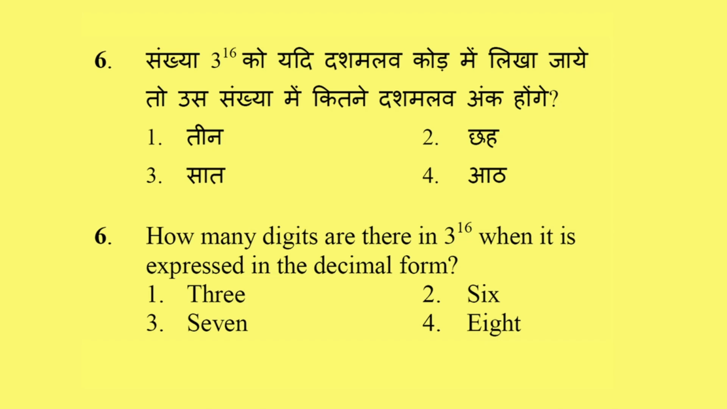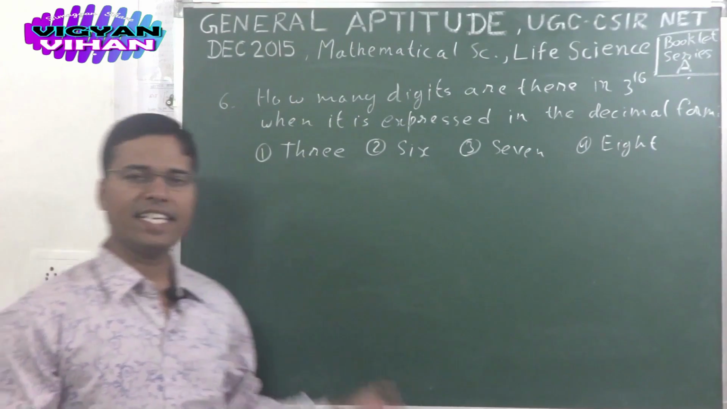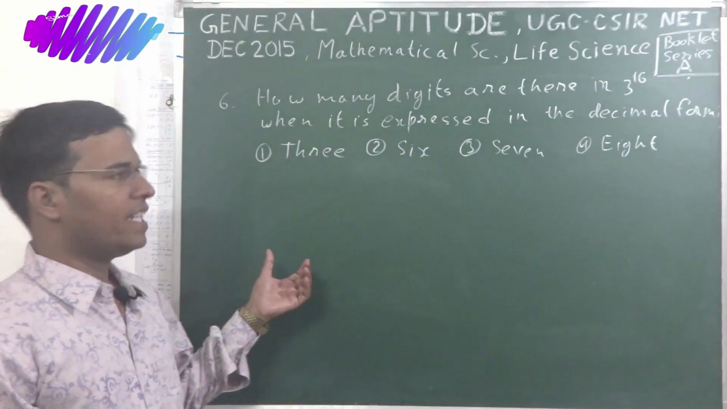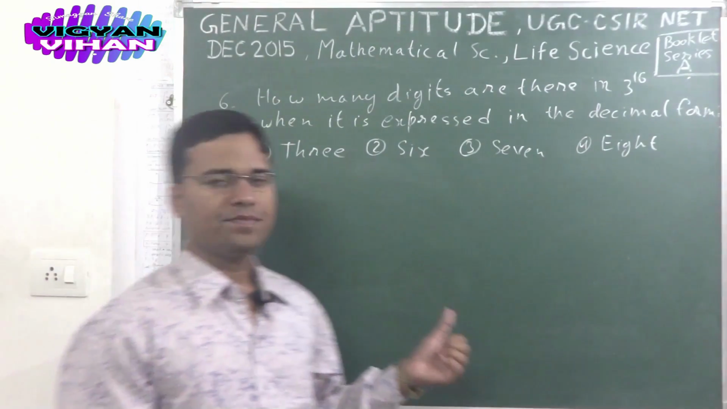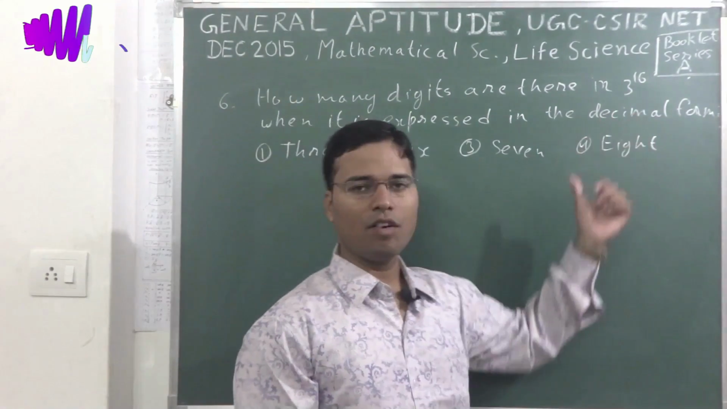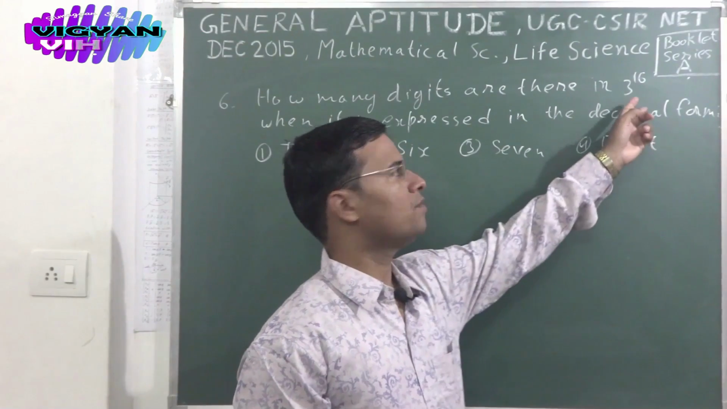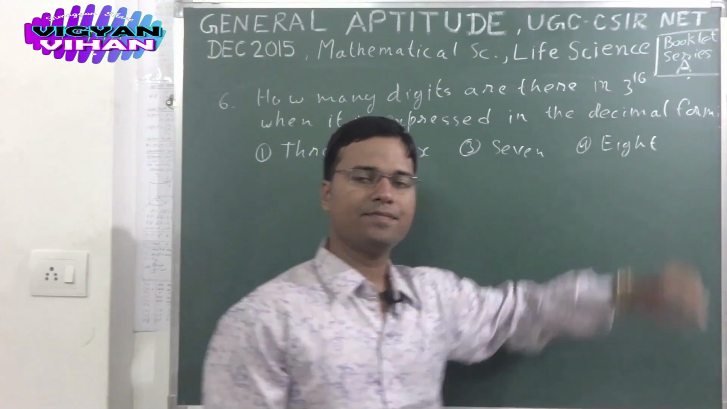How many digits are there in 3 power 16 when it is expressed in the decimal form? Option 1: 3, option 2: 6, option 3: 7, option 4: 8. This is problem number 6. In this problem, we will have to determine the number of digits in the decimal form of 3 power 16.